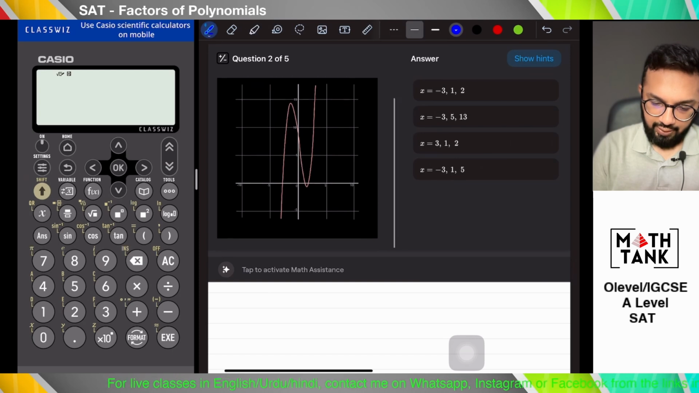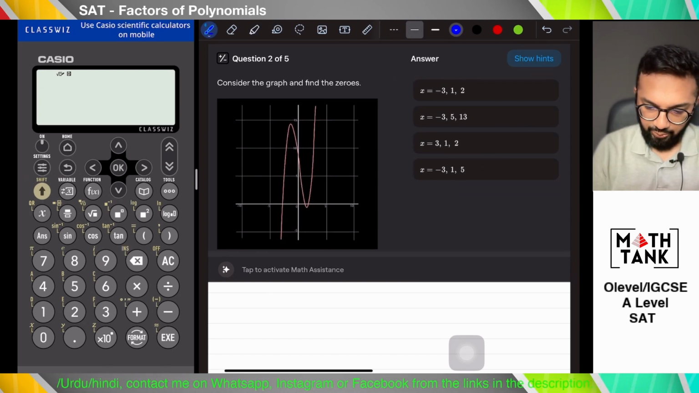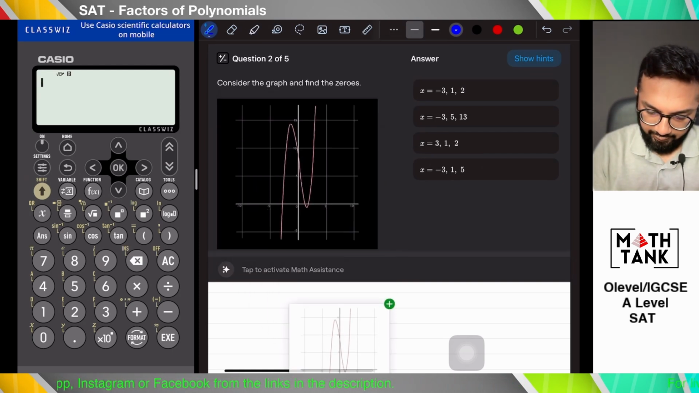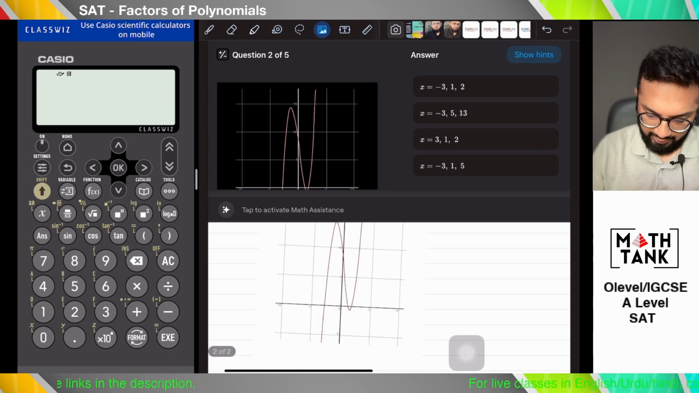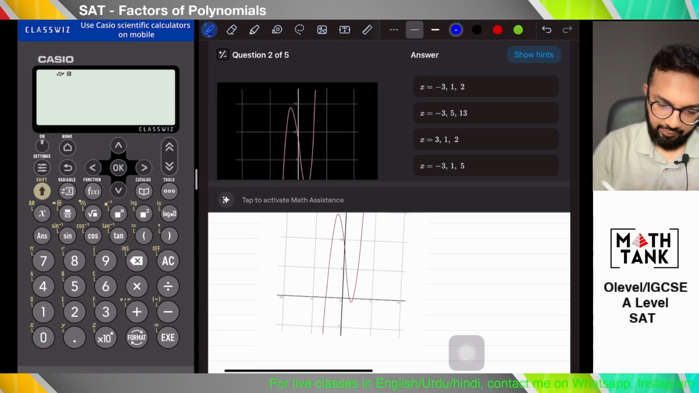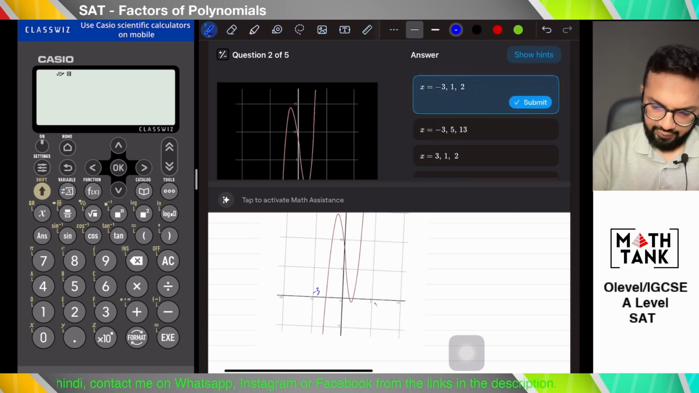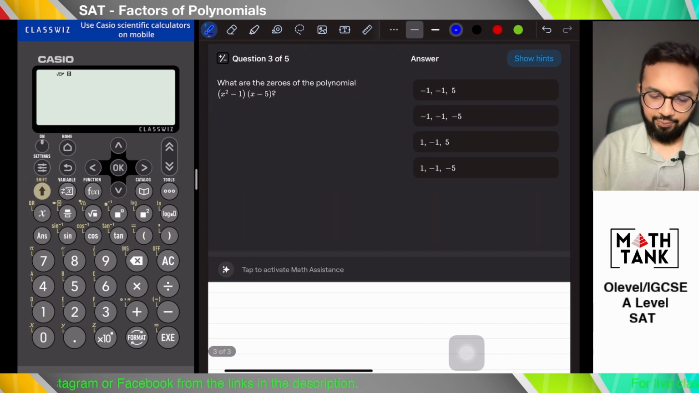Consider the graph and find the zeros. Okay, so where do I see the zeros? I see one negative and two positives, and they're all below 5. So I could say that this should be about -3, and these two have to be close by. So not greater than 5, so that's A. That should be the correct answer.